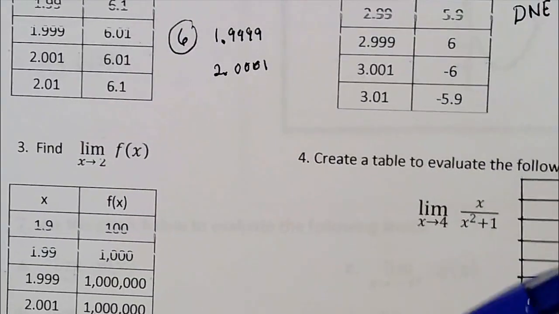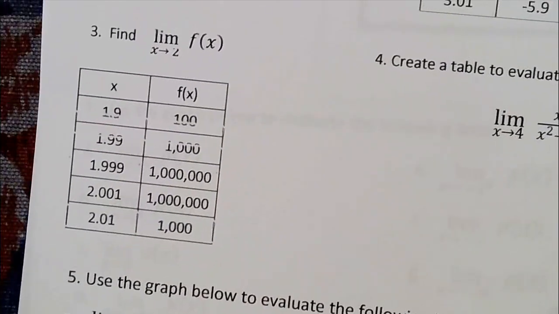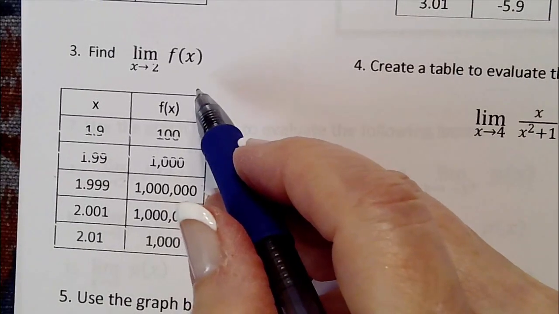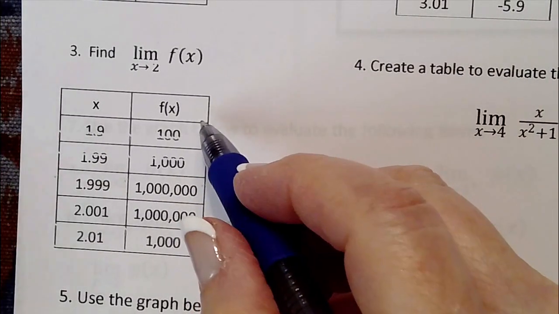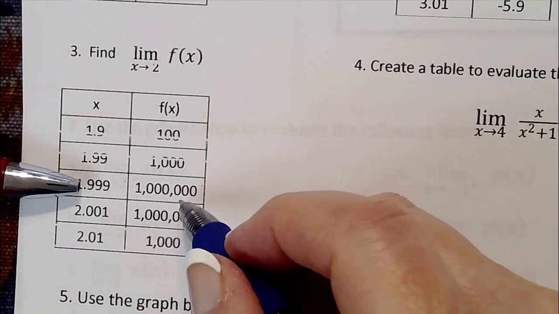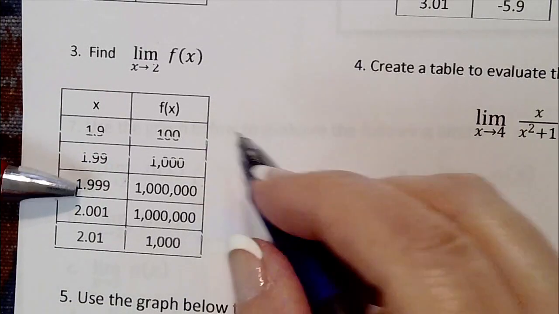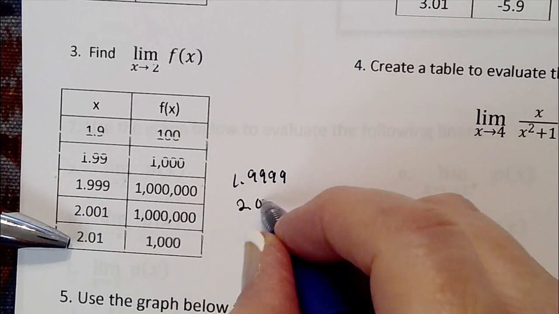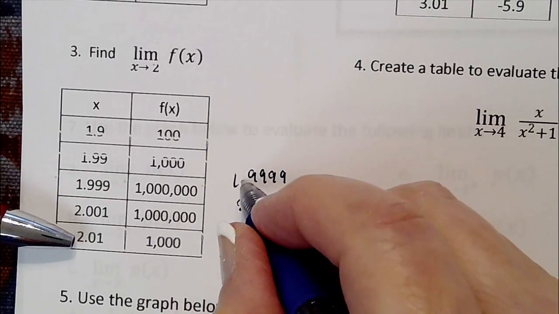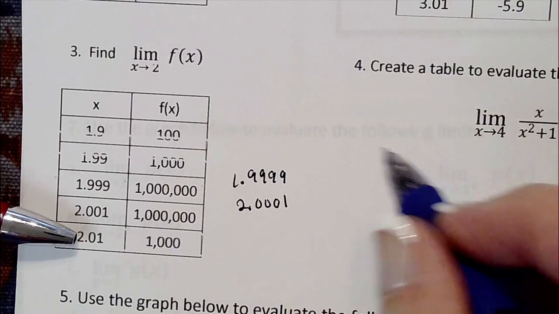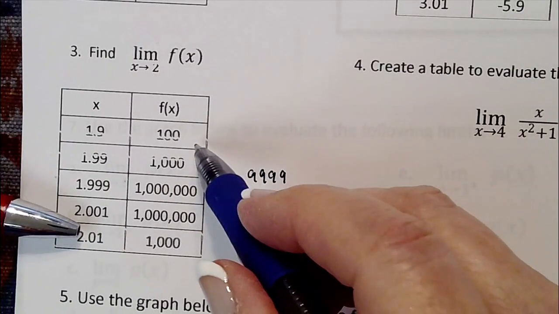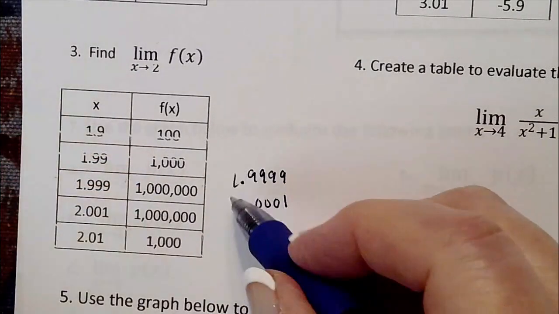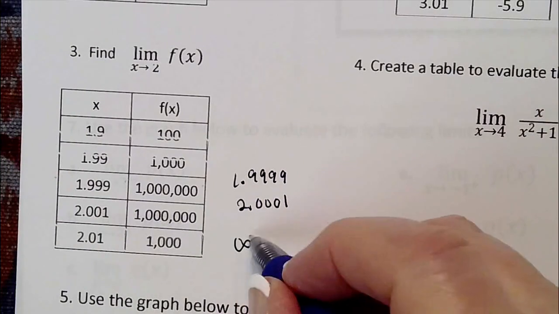The next one, you can see that it says find the limit as x goes to 2 of f of x. So this one, as we get closer and closer to 2, it goes up to 1,000,000. Well, if we did again the 1.9999 and the 2.0001, now obviously we can't do that because we don't have f, but the chart told us what's going to happen. So see how it's starting to go up small, and then all of a sudden it just goes up big. So where is it approaching? It's approaching infinity.